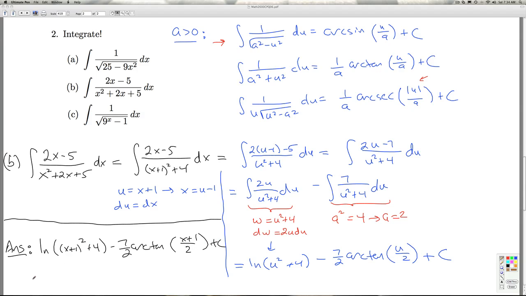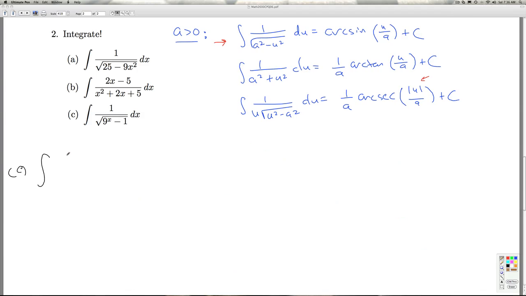And if I take the time to multiply out x plus 1 quantity squared plus 4, I should get back my original denominator. This is an alternative way to do part B. It's just as fine as the first one. It's up to you how you want to proceed, but this just illustrates that there are several different ways to attack an integral. Well, that'll do it for part B.